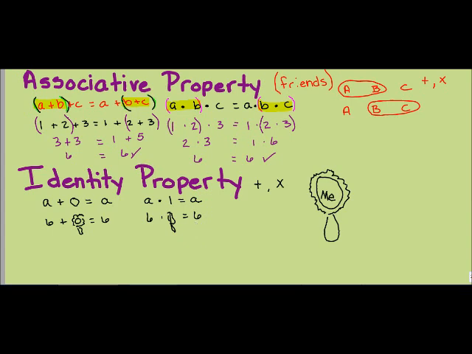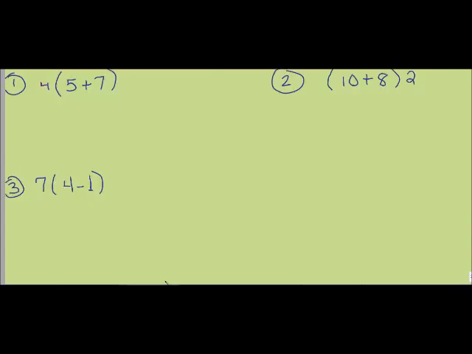Okay, let's go ahead and start using some of these. Here I'm not going to solve inside the parentheses first. I want to use distributive property. They're all distributive property. I know they're distributive property and not the associative property because there's no sign right here. There's no sign right here. There's no sign right here. Okay, a lot of kids get that mixed up.